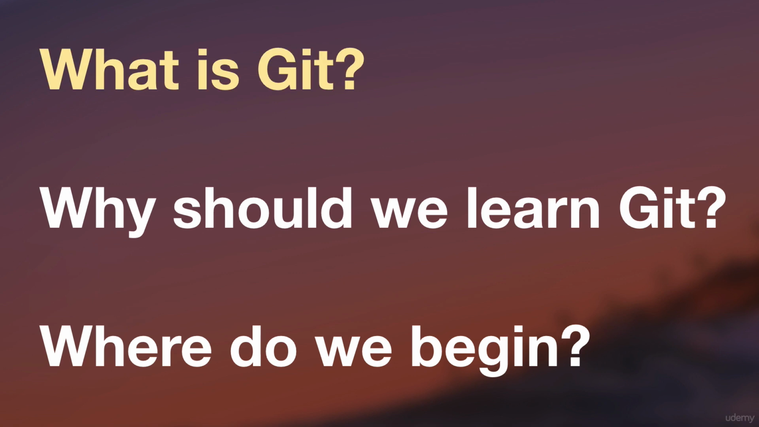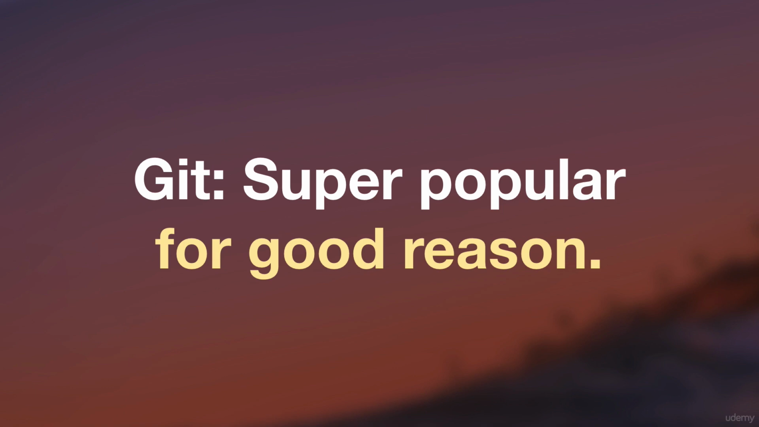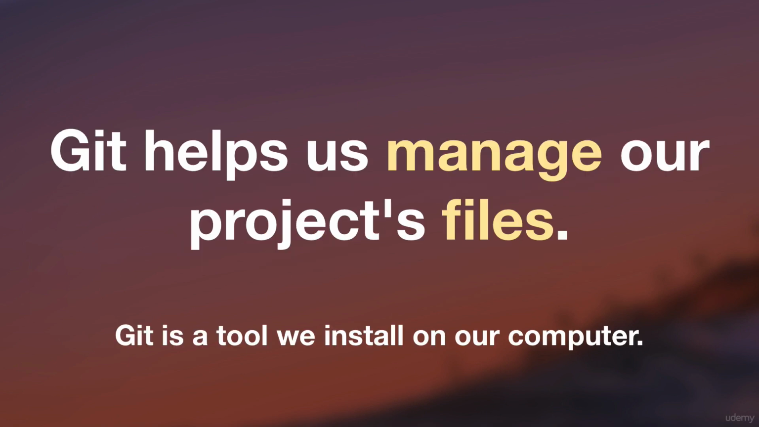Let's begin with what is Git? Git is the world's most popular version control system. But that phrase is just empty words. So instead, let's talk about what does Git do, why is Git so useful, and why do so many people love Git? So really, Git just helps us manage our project's files.